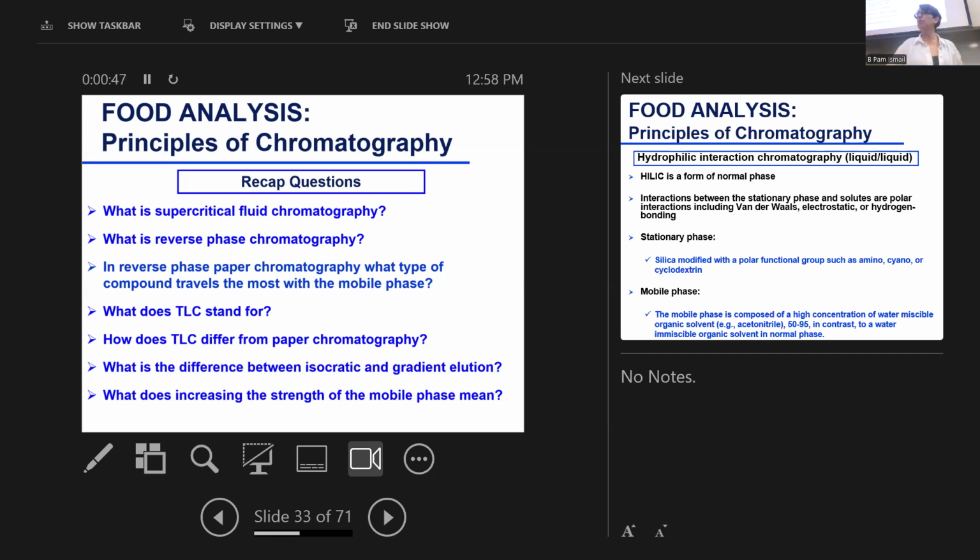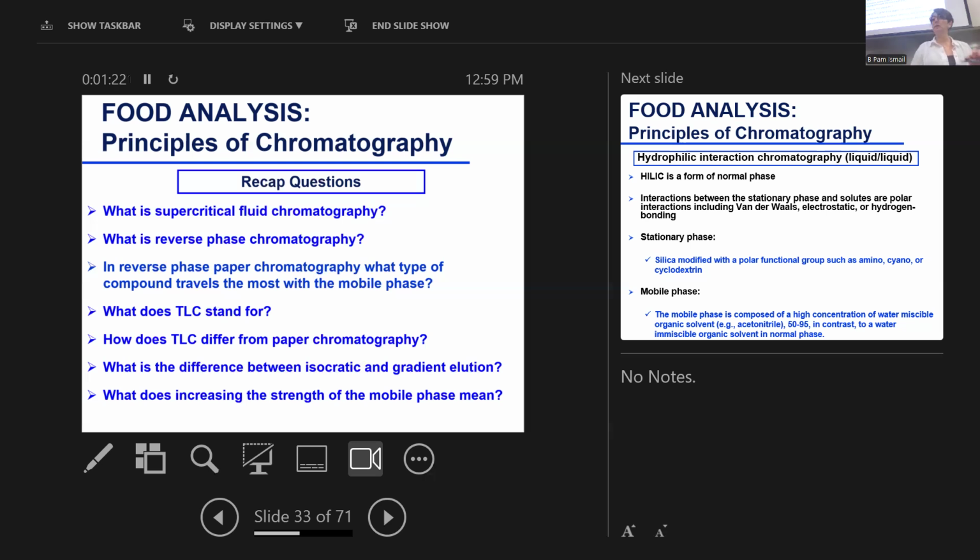Okay, so let's do some recap questions. What is supercritical fluid chromatography? Why is it called supercritical? Yes, so carbon dioxide at higher than ambient temperature and pressure becomes a liquid, and that is why it's called supercritical fluid.